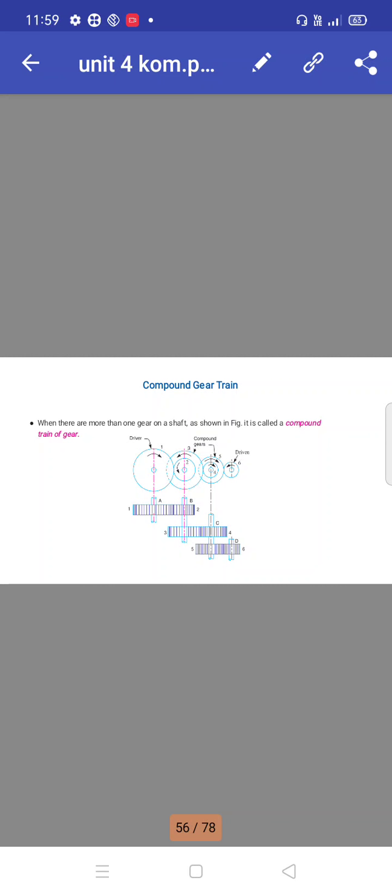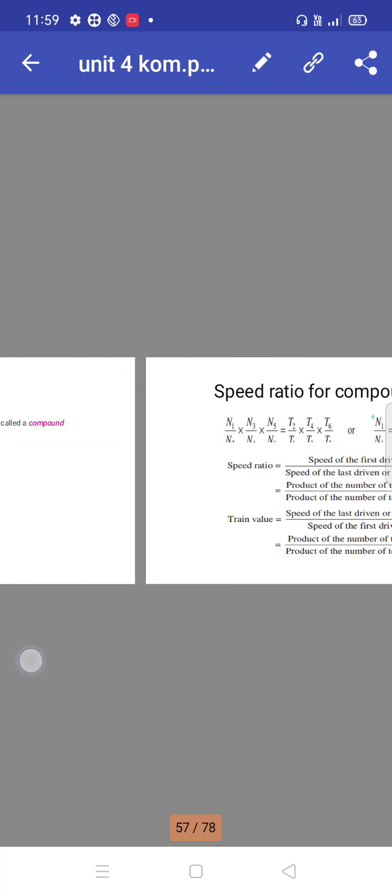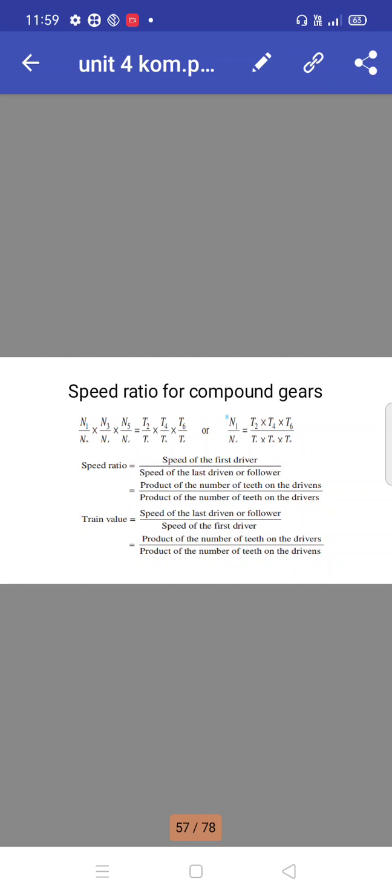Compound gear train. When there is more than one gear on a shaft, it is called a compound train of gears. Speed ratio for compound gears: speed ratio is equal to speed of the first driver divided by speed of the last driven or follower, which is the product of the number of teeth on the drivens divided by the product of the number of teeth on the drivers. Train value is equal to speed of the last driven or follower divided by speed of the first driver, which is the product of the number of teeth on the drivers divided by the product of the number of teeth on the drivens.